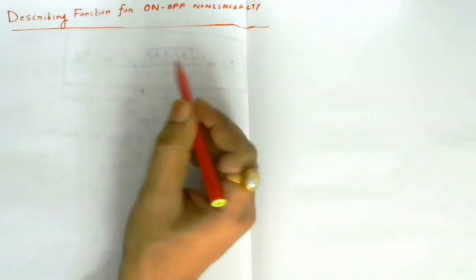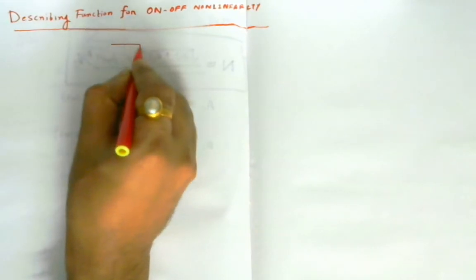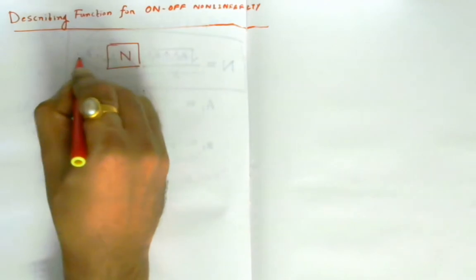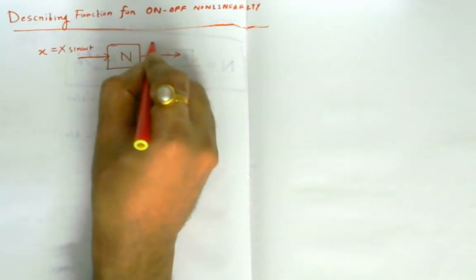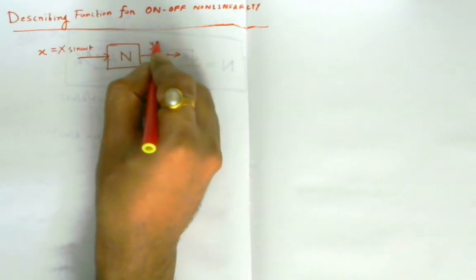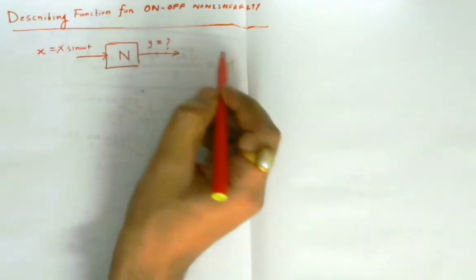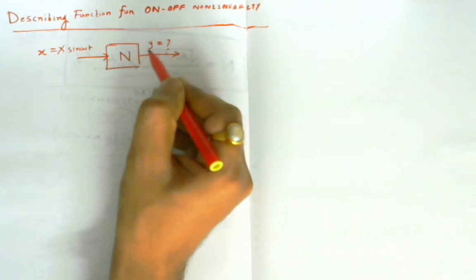Now I am considering the case of an on-off nonlinearity. So if I consider the block, and the describing function is capital N, then the input is x equals capital X sin omega t, and the output is y. Now if the input is sinusoidal, then the output must be periodical, but not necessarily sinusoidal, but it must be periodical.